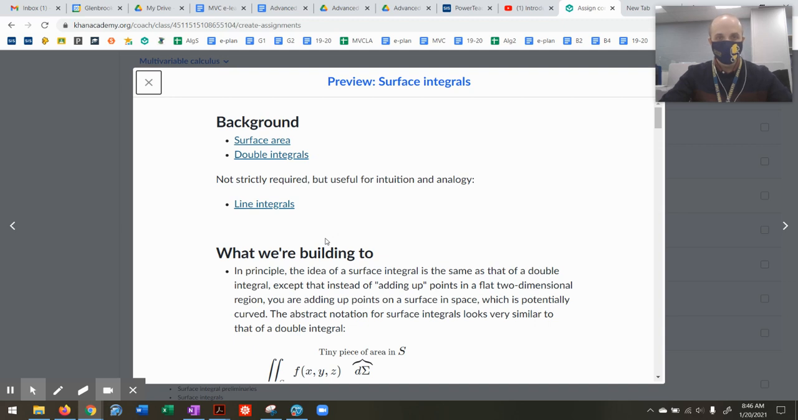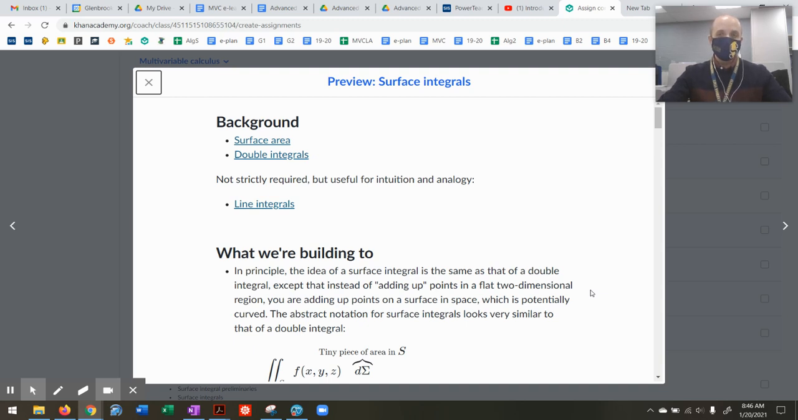So he says, in principle, the idea of a surface integral is the same as that of a double integral, except that instead of adding up points, and I don't like the word points there, I kind of prefer to think of it as adding up little, in our case, little chunks of volume, right? So he says, except that instead of adding up points in a flat two-dimensional region, you're adding up points on a surface in space, which is potentially curved.